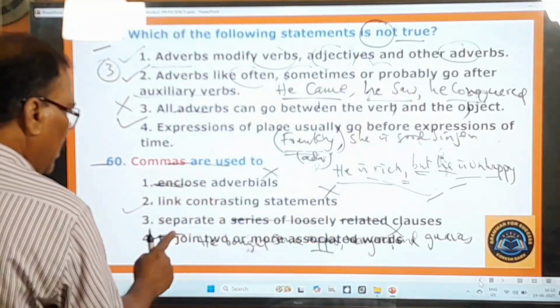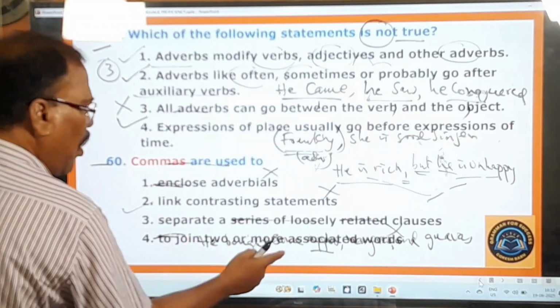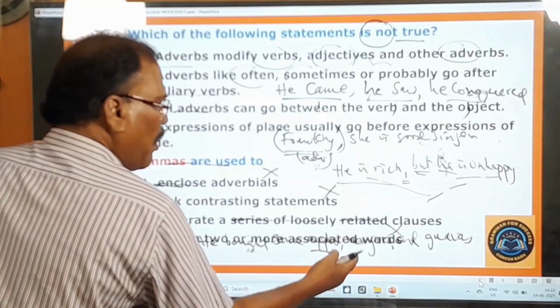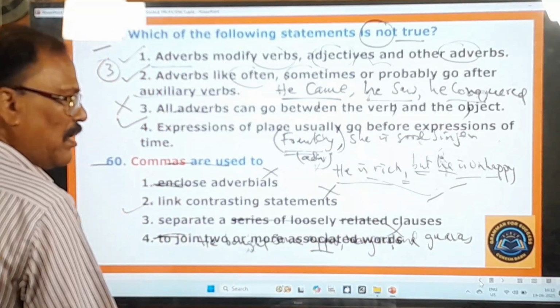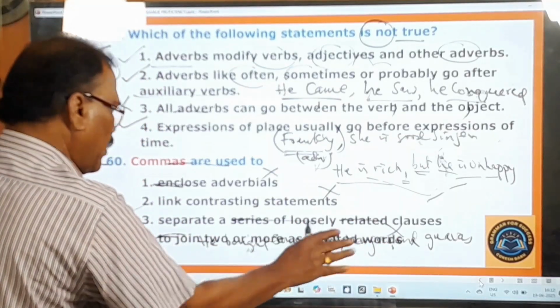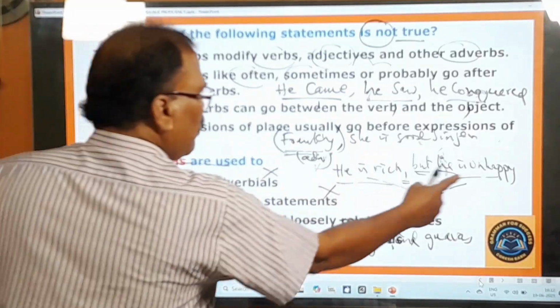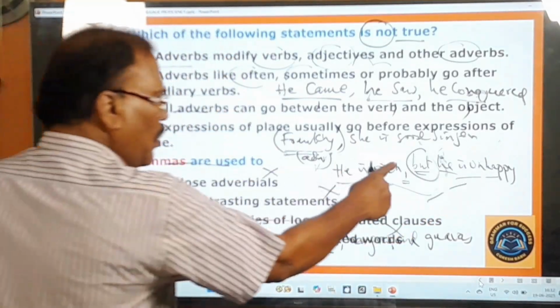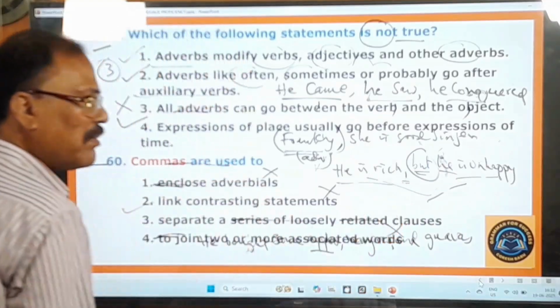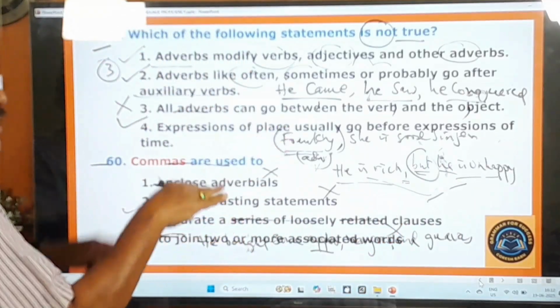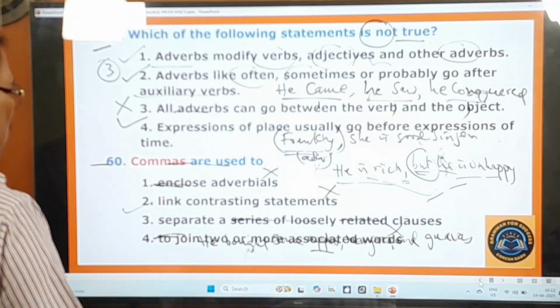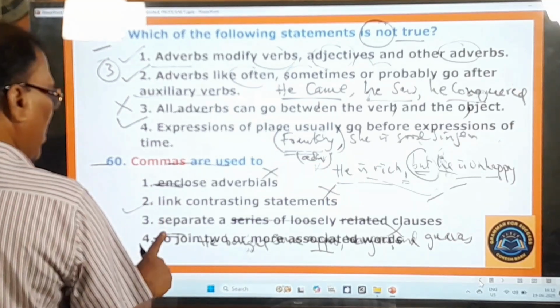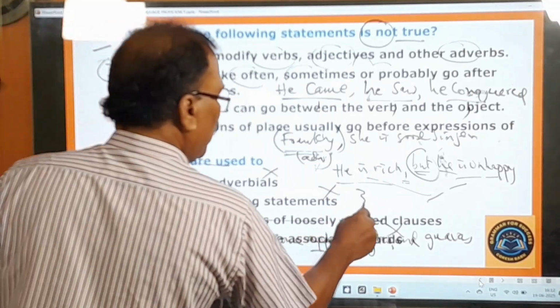So here, these commas are not joining these words. Apples, comma, mangoes. Are they joining or separating? They are separating. Therefore, it's not that. These commas don't link these statements. Only this conjunction is linking that, but not this comma. Enclose adverb: they don't enclose adverbials at all. So in this way, the first, second and fourth ones are wrong. Only the third one is your answer.